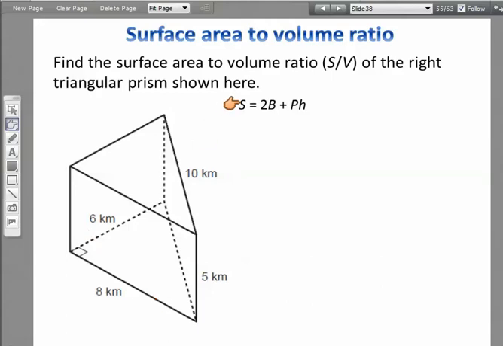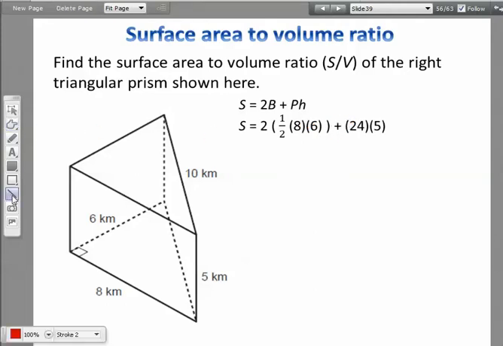Okay? So remember, capital B is base area. My base is a triangle. Capital P is perimeter of the base, and here's my base. Okay, it's a triangle. Right triangle to be specific. Well, my formula for the area of a right triangle is half the base times the height. And so this right here I've called 8 my base, 6 my height. So that's how I plug those in. And then I've got my perimeter is 24.